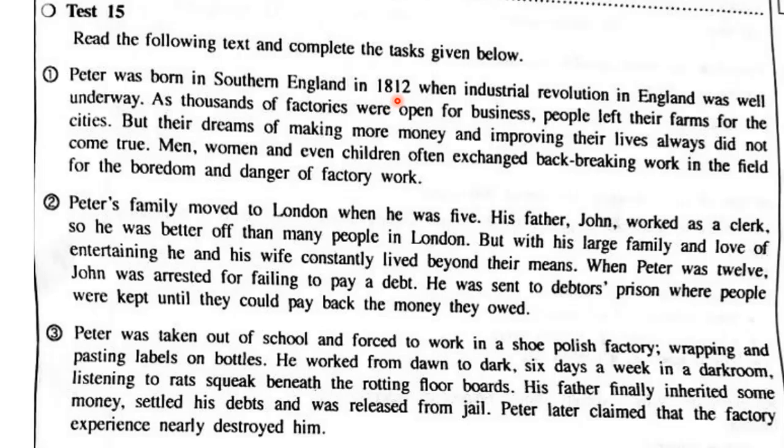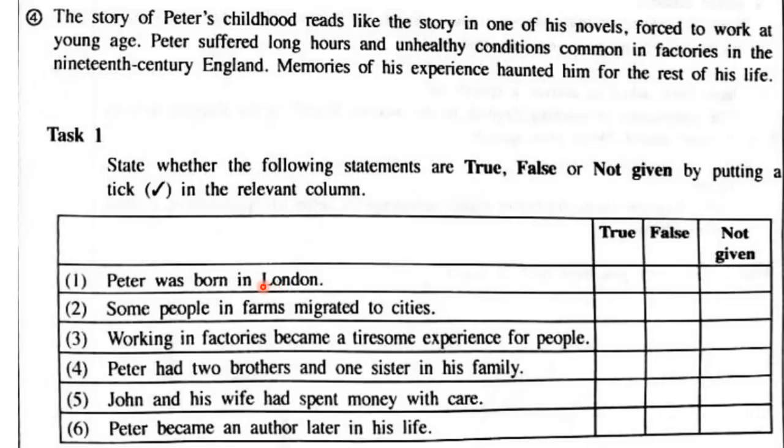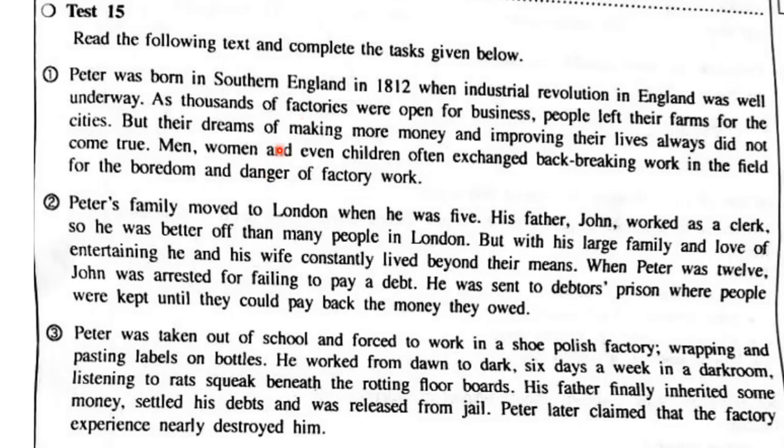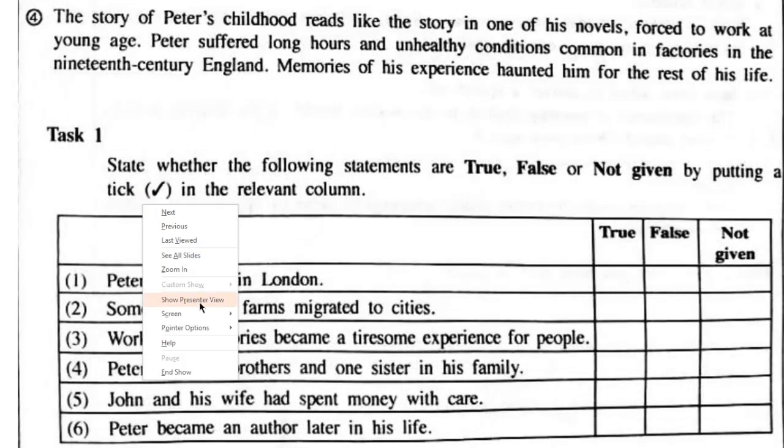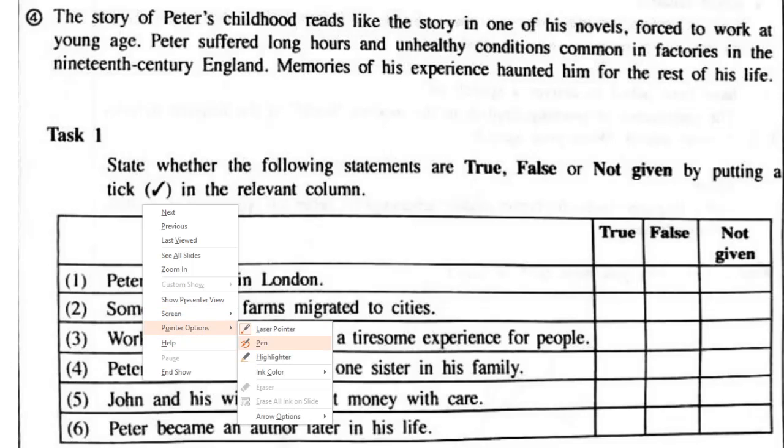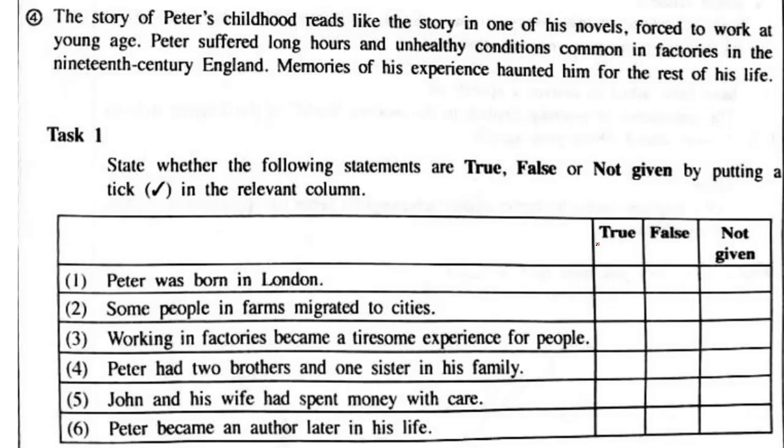So what is the first one? Peter was born in London. Does it say about London? No, it says about southern England. So you will understand that the first particular answer in this case is not correct. Pause, right? So I will mark that as well. Take a pen. I am going to mark it. First one is wrong. He was not born in London.